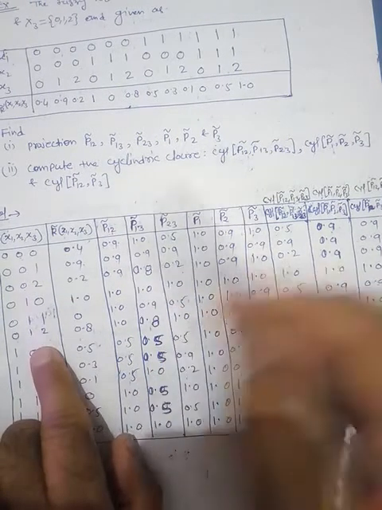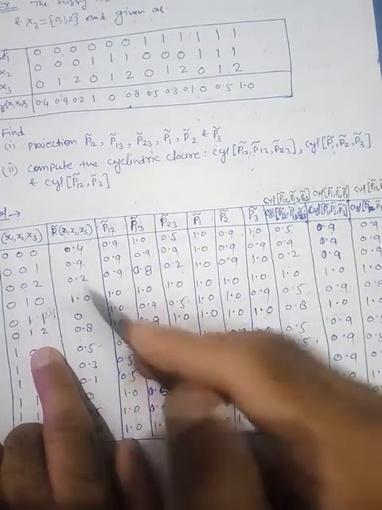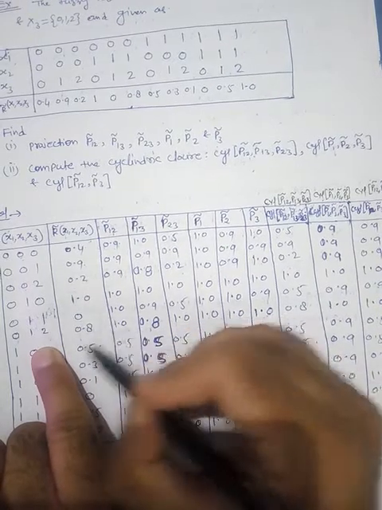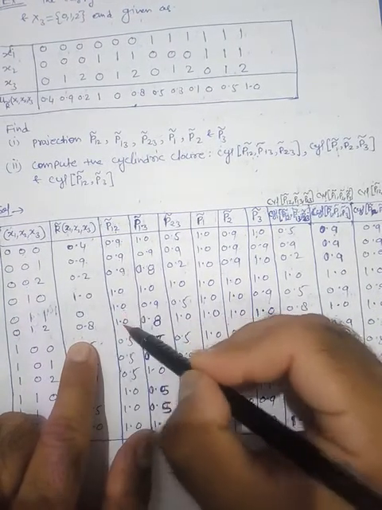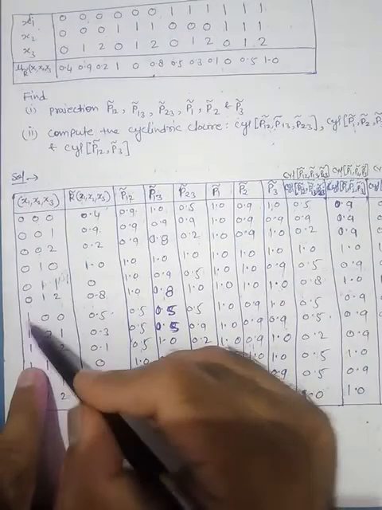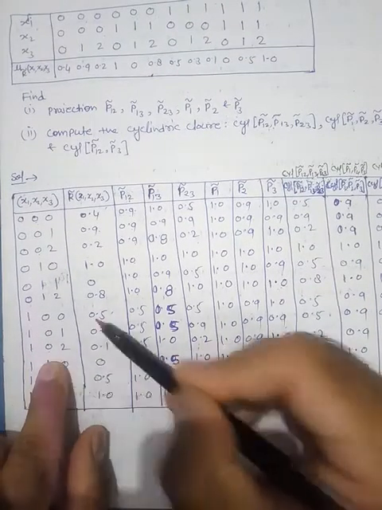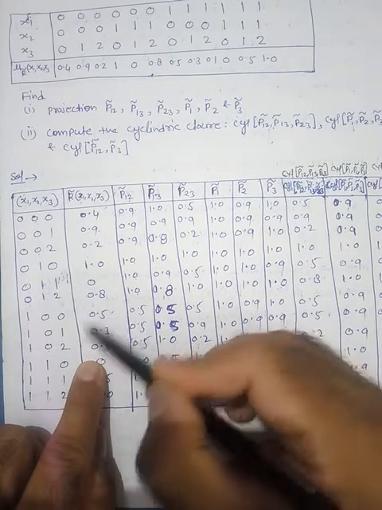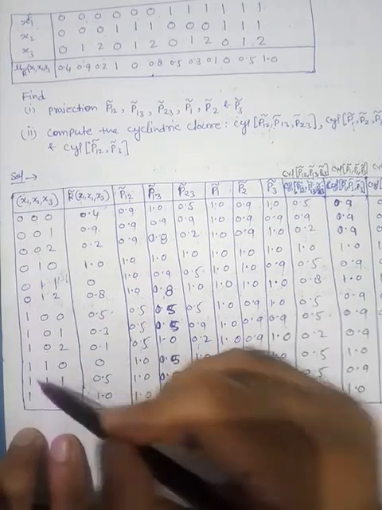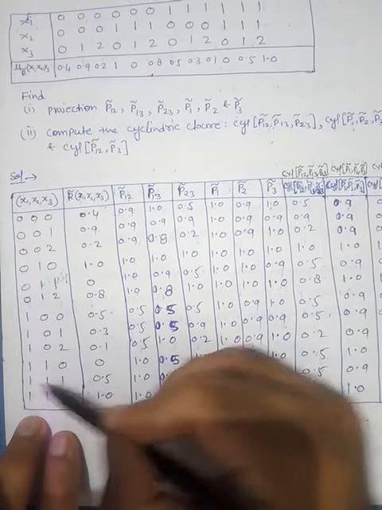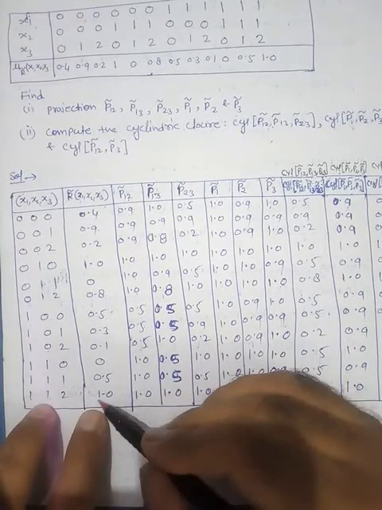Similarly, the next pair is 0,1, 0,1, 0,1, and among these three the maximum grade is 1, so here it will be 1, 1, and 1. Similarly, for the next pair 1,0, among these three the maximum is 0.5, so 0.5, 0.5, 0.5. And similarly for the last pair 1,1, the maximum is 1, so 1, 1, 1.